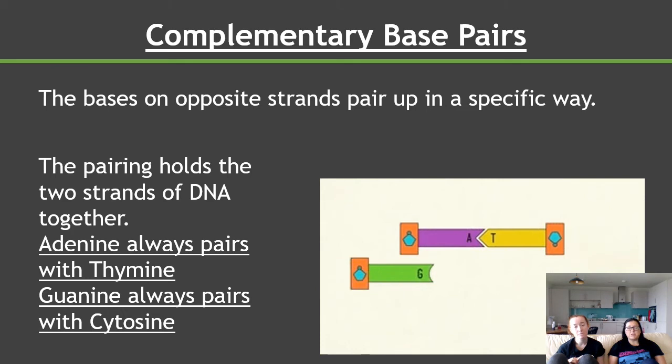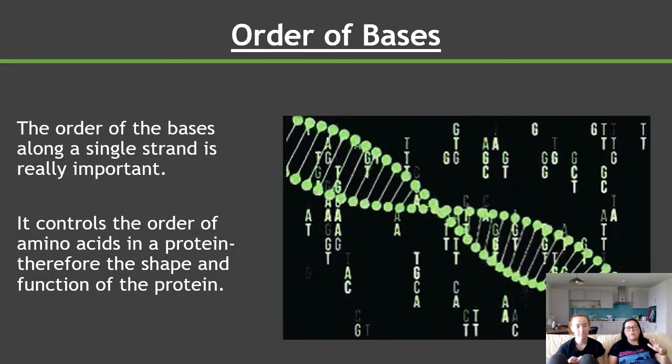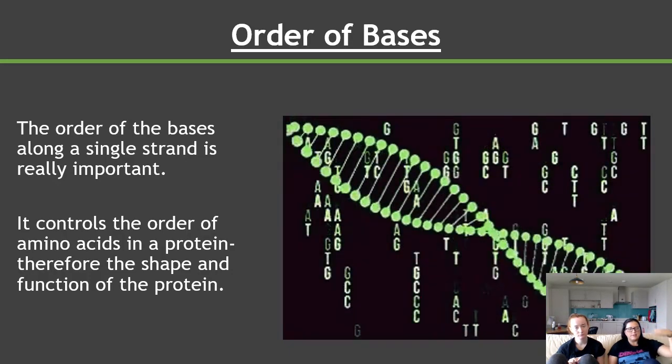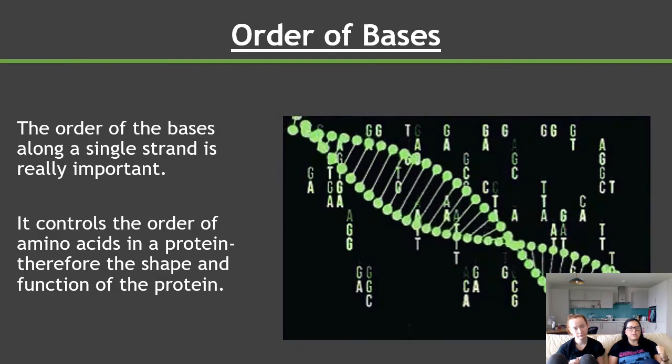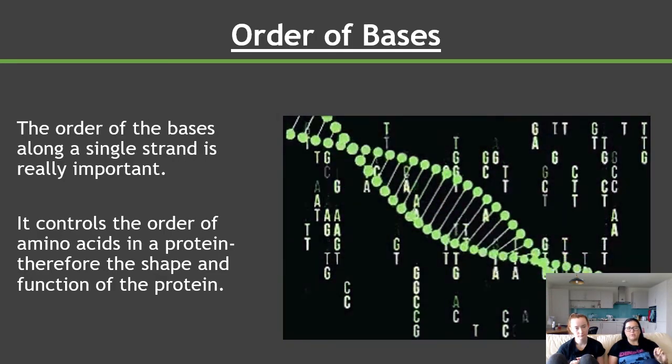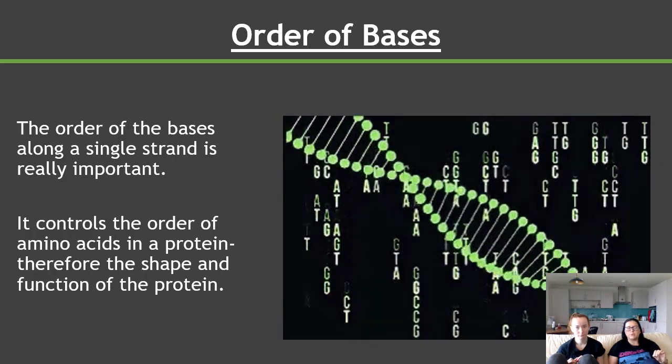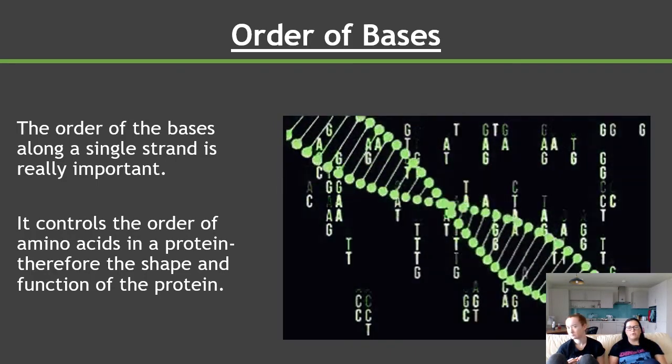There's lots of past papers that you can practice with. One strand is shown and you've just got to complete the letters of the other strand or say what bases are at particular locations. It's pretty nice. It's pretty easy. Now, the bases that run down one strand, so you've got an A, C, A, C, A, running down one side of the strand, that is really important because that is what controls the order of amino acids in a protein, basically the building blocks of the protein.